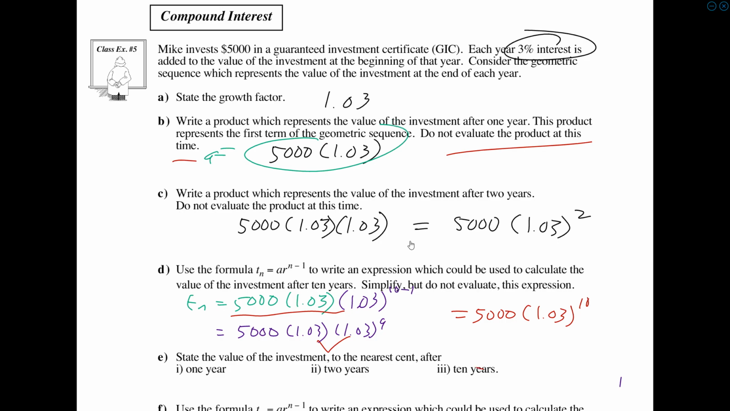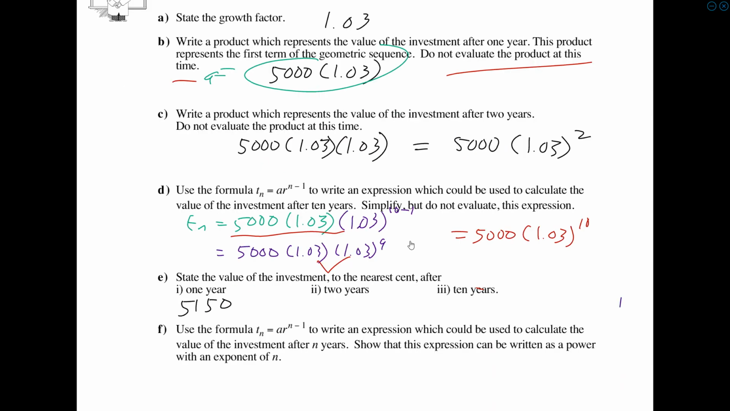So now let's do this to the nearest cent. Well, first of all, after 1 year, how do we do this? Right, that's simple. Okay, so 5,000 times 1.03. So 5,150. Yep. After 2 years, 5,000 times 1.03 squared. So that's $5,304.50. And I just want you to think about something for a second.